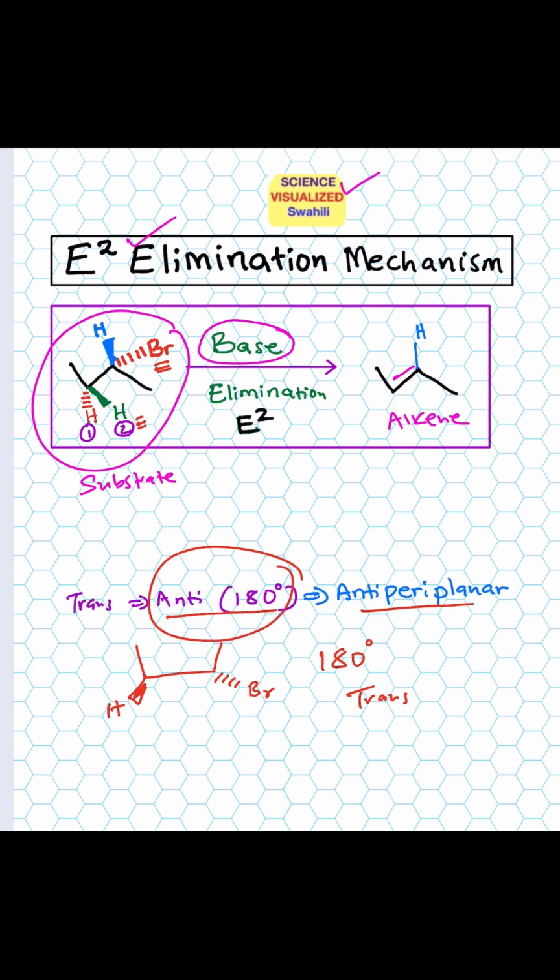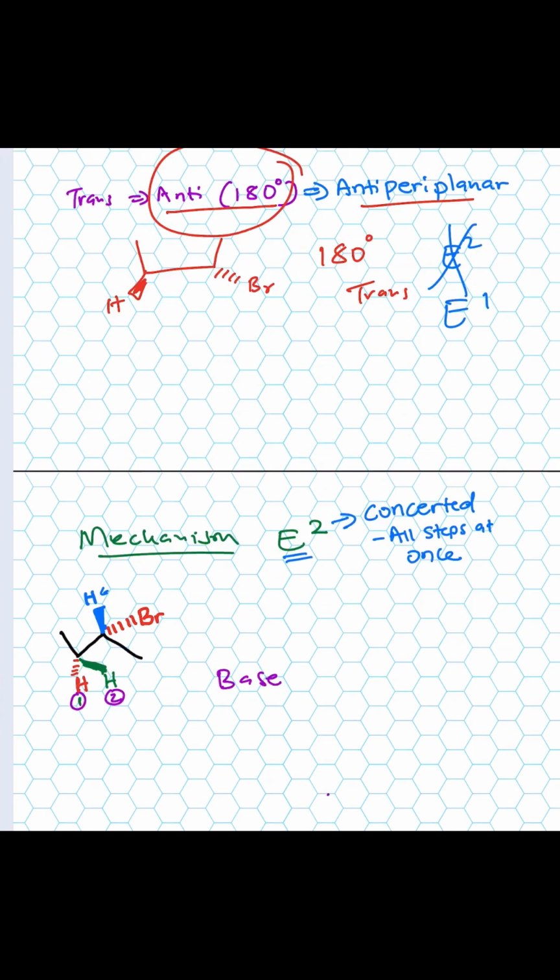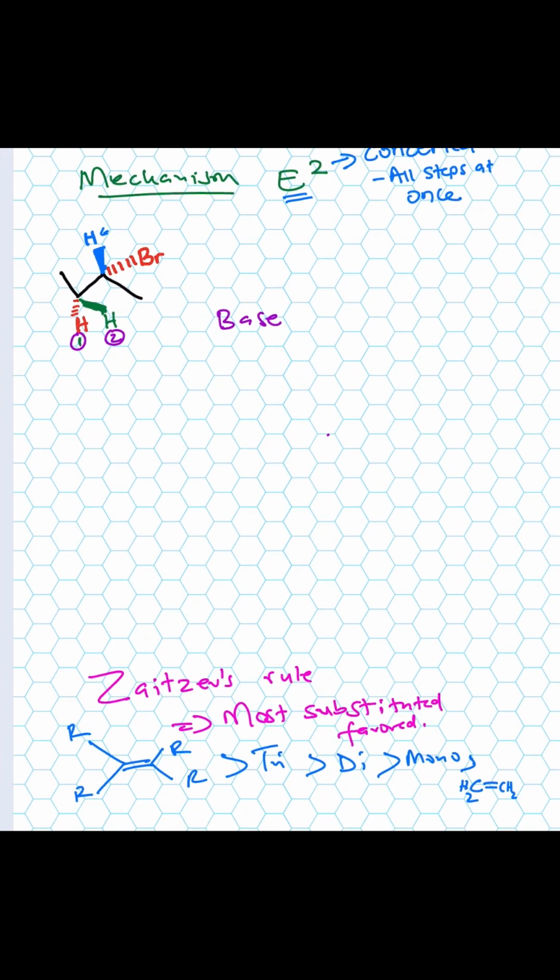If that condition is not satisfied, then the reaction will not go through E2. It will prefer to go through E1 elimination. Now let's look at the mechanism.